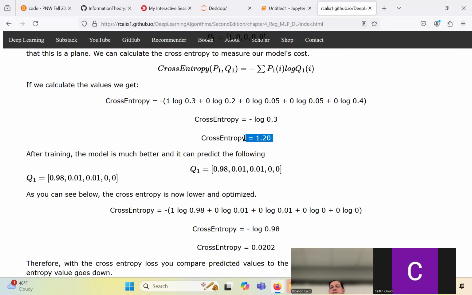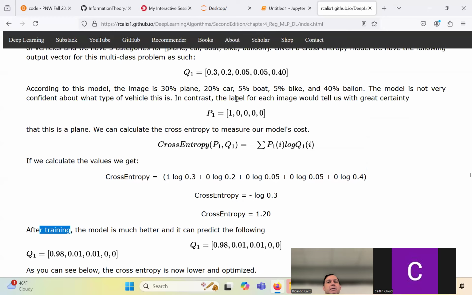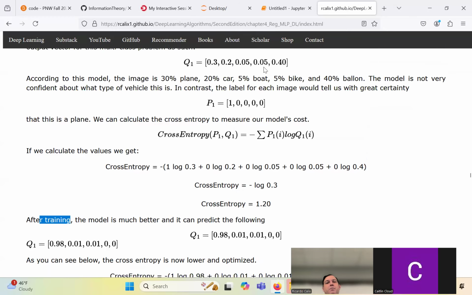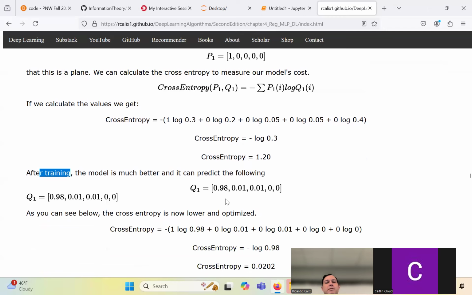But remember that that's what the metric predicts, and our goal is to minimize that value, right? But this is why cross entropy works so well. So now let's look at the example where after a lot of training, the model is much better, right? And now instead of predicting 0.3, 0.20, 0.05, 0.05, 0.40, it predicted 0.98, 0.01, 0.01, 0, 0. Do you see? What do you see here? It's getting closer to predicting that it's a plane with a high certainty.